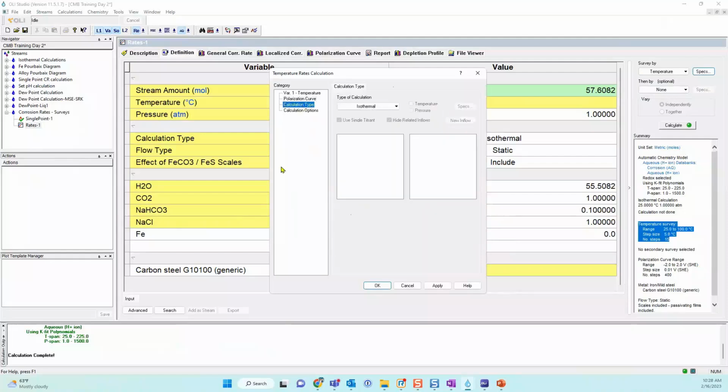Calculation type, same idea. This survey will be done isothermally, right? Because I'm going to keep the pressure constant, but I'm going to change temperature. And I'm going to define the 20 different temperatures. But again, you can always do any other type of survey calculation that you want. Maybe you want to calculate the dew point, the set pH, etc. The option is there for doing those types of surveys.